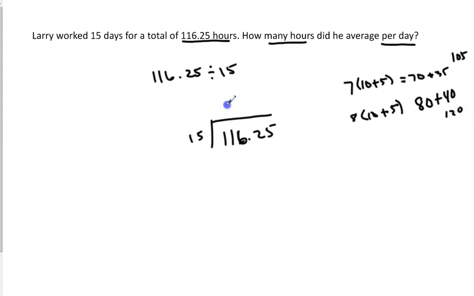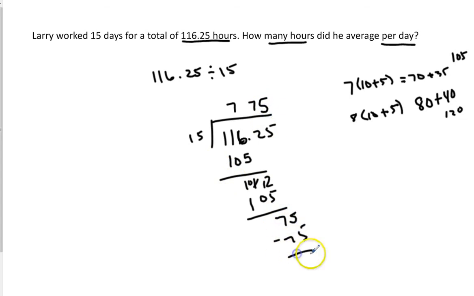So it goes in there 7 times, which is 105. I subtract, I get 11. I drop down the 2. So again, I know it goes in there another 7 times because 8 was too much. So that is another 105, which I subtract, makes 7, bring down the 5, and 15 goes into 75 5 times. That is 75. I subtract, I get 0, and my decimal goes straight up into my answer. So they work 7.75 hours per day.